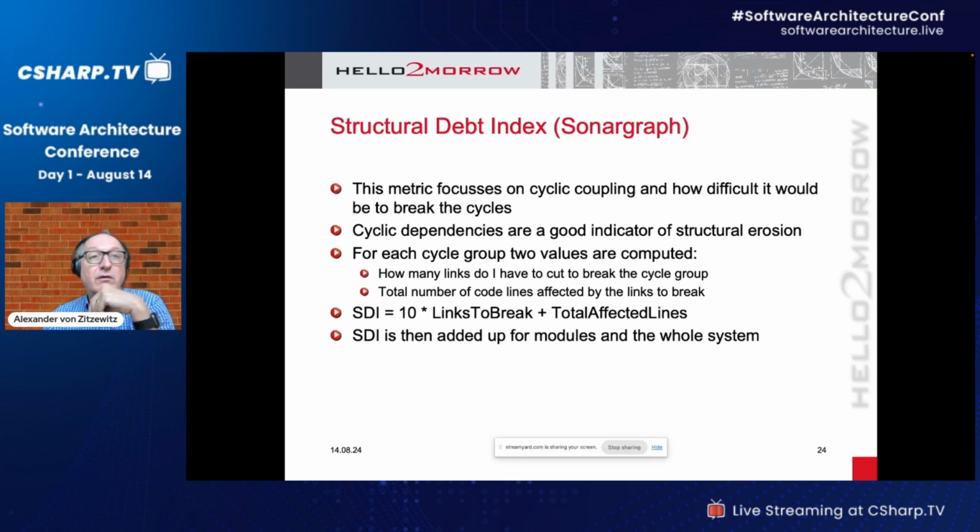And of course, we then add this up for the whole module or the whole system. For each cycle group, we get a value, and then we're adding up these values for different scopes. Of course, that's a value you might want to track and then make sure that it's not growing. Because if this value is growing all the time, it means your cycles are getting denser and denser and harder to break up.